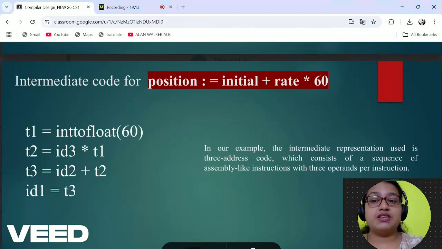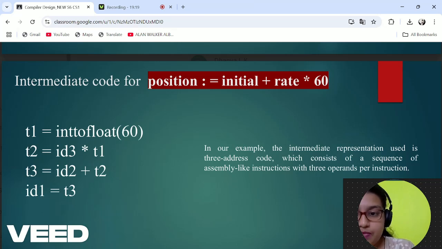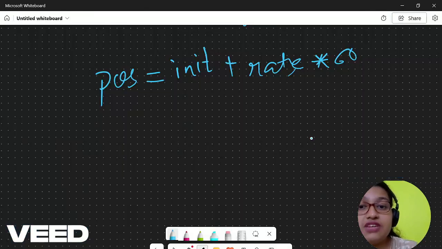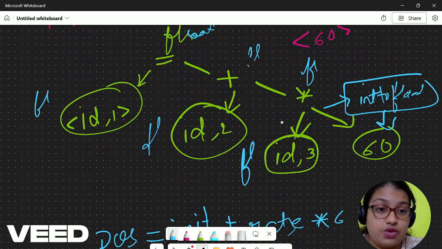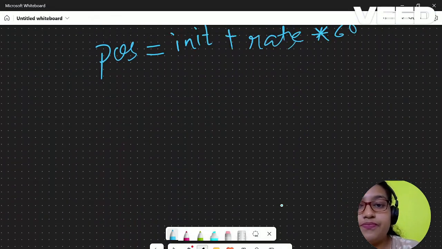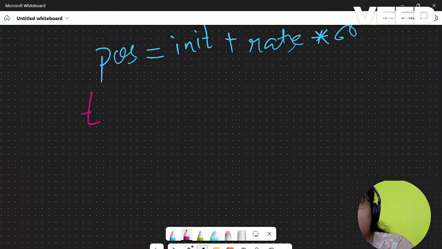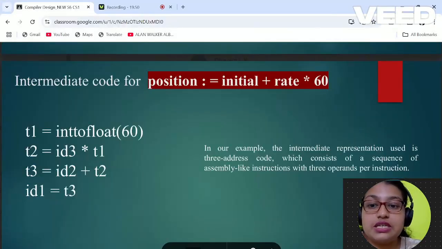I have position plus rate into 60, and now I am taking a variable t1. We are looking at this with reference to the semantic analysis. In t1 I am storing this into float 60. So I can write t1 is equal to into float 60. So I have stored both of these into a single place.